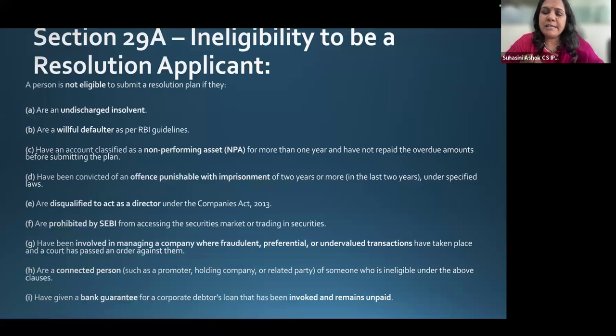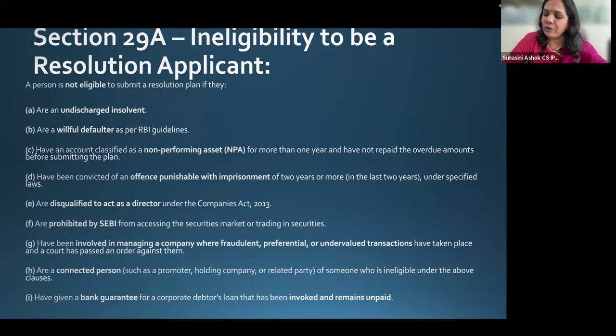Usually after the personal guarantor sections are notified, that is, Part 3 is notified, when companies are undergoing CIRP or liquidation, they are submitting the EOI, or when they are participating in liquidation tenders, insolvency professionals have to be very clear whether the personal guarantor, suppose he is an MSME promoter, is submitting a resolution plan or expression of interest for the corporate debtor.